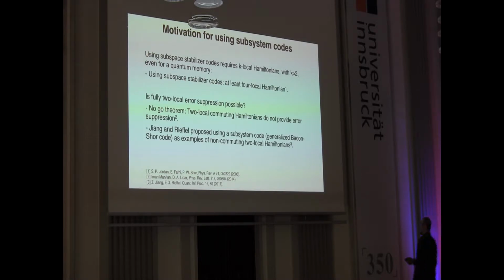But in 2017, Jiang and Rieffel showed that using some specific type of subsystem codes, which are a generalization of the stabilizer codes, we can have a non-commuting 2-local Hamiltonian that can suppress local errors. And that's the motivation why I will be talking about subsystem codes.